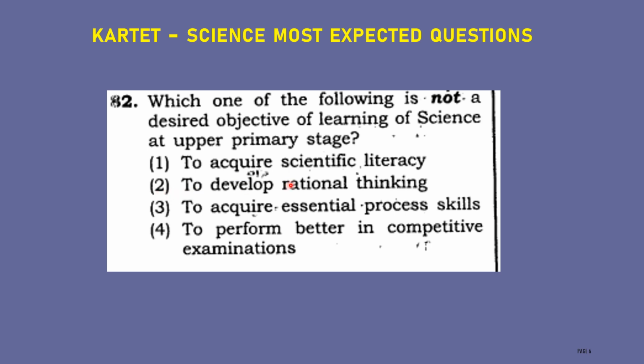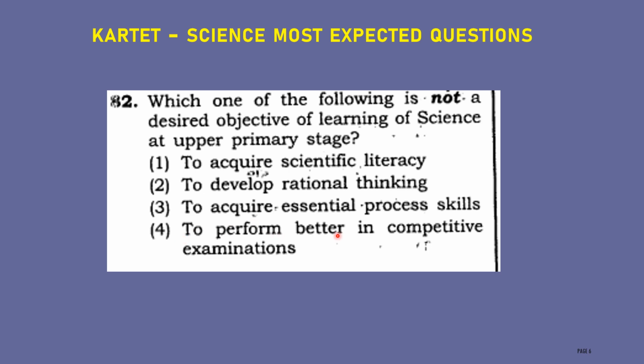Then the second one, to develop rational thinking. Yes, rational thinking is also very important. When you do an experiment, after doing it you will come to know whether something is true or not, and then whether you have to follow it or not. Therefore, rational thinking is also a very important objective of science. Then the third one, to acquire essential process skills. What I discussed in the last question, how to use the skill when using the spring balance, is very important. This is also one of the important objectives of learning science.